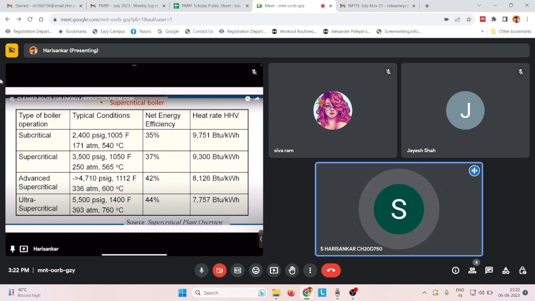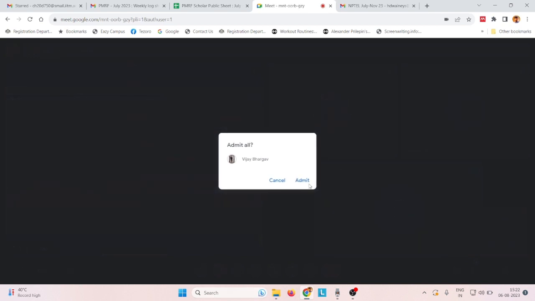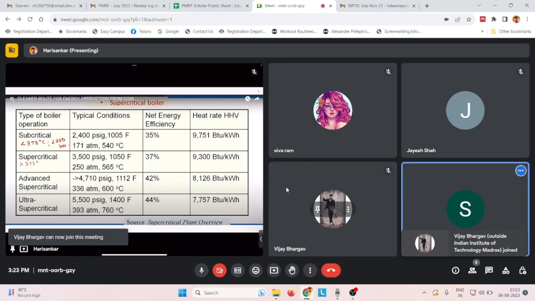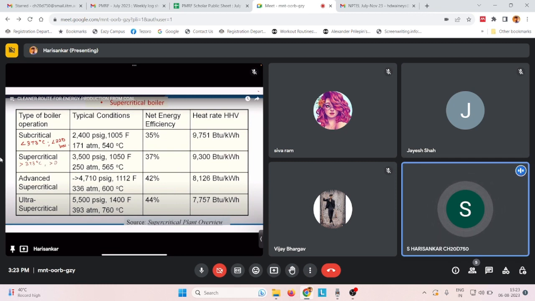So one more thing we looked at in the last class is that you can operate these processes in two operating conditions. One is subcritical, which is less than 373 degrees Celsius and less than 220 bars pressure, and then supercritical, which means it is greater than 373 degrees Celsius and greater than 220 bars. And usually when it comes to emissions, supercritical conditions will have lesser emissions compared to subcritical operation.